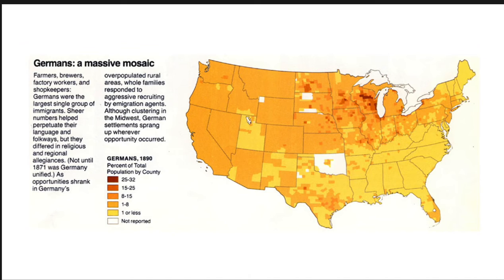It's a good question. Back to the Germans. The Germans had a little bit more money, so they were able to push into the Midwest. You can see by this kind of mosaic map, it shows the darker red areas are the most densely populated with Germans.